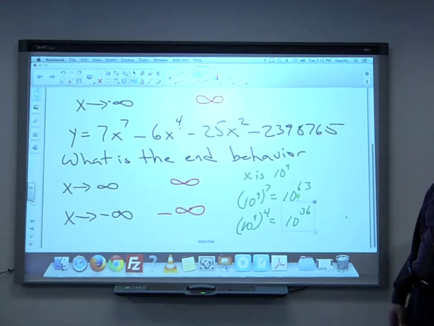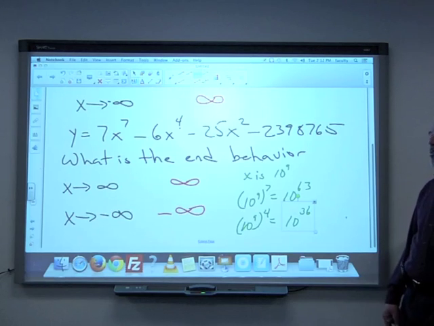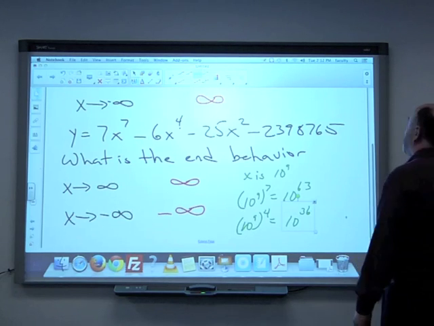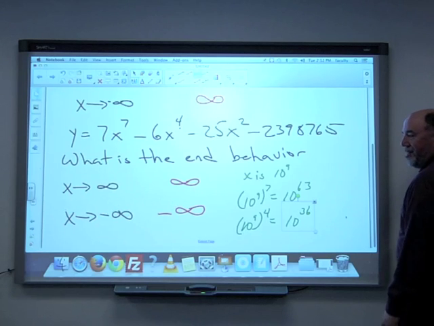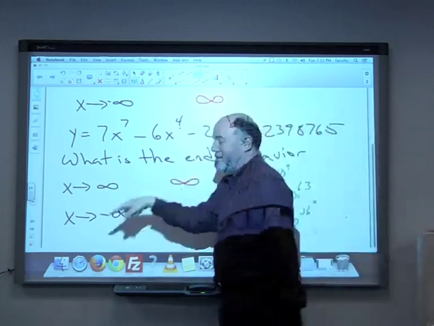If it's an even exponent, the two ends are going to match. If it's an odd exponent, they're going to be opposite. Will an infinity cancel out a negative infinity, like if they were together, would it just disappear? No. We're talking about the graph. As I go out this way on the x-axis, the graph is taking off this way. When I go the other way, it's going down.